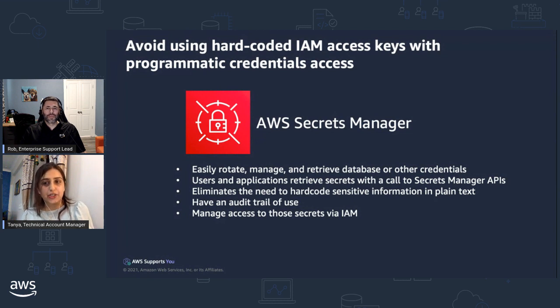Users and applications retrieve secrets with a call to Secrets Manager's API. So what happens in AWS Secrets Manager? Users instead make calls to the AWS Secrets Manager API from their application and get back the secrets they need to authenticate. AWS Secrets Manager will also help you identify who has accessed the secret so that you can audit where the credentials are in use for your environment. It also makes it easy to manage those secrets via IAM.